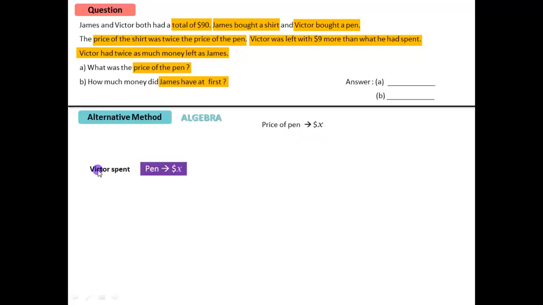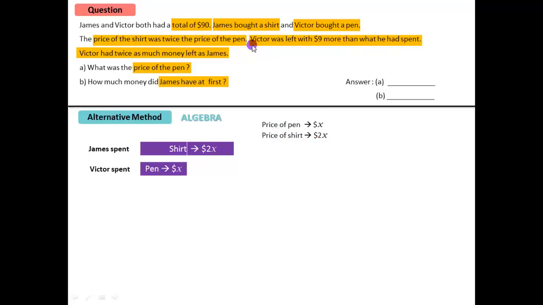Now, Victor would have spent X dollars on the pen. One of the key points says that the price of the shirt was twice the price of the pen. So, James would have spent 2 times the amount that Victor had spent, which means the shirt is 2x dollars. So, the price of the shirt is 2x.